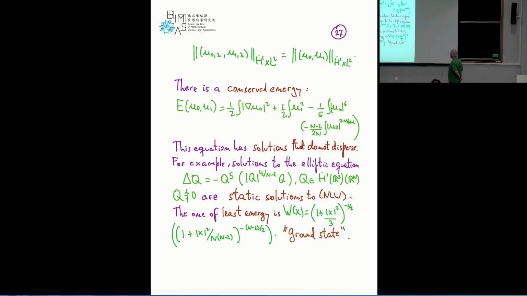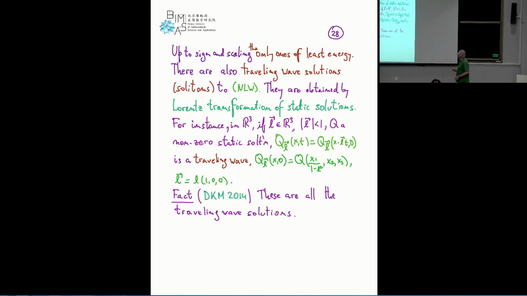Now, among the solutions to this elliptic equation or to the nonlinear wave equation, there is one of least energy. In 3D, this is the formula, and in n dimensions, there's an analogous formula. So it's a very simple formula for this object. And it's the one of least energy among the static solutions. And there's a gap. The next one has a jump in energy. Okay? And this one is called the ground state because it's the one of the least energy. Okay. So up to sign and scaling, they are the only ones of least energy. But there's also traveling wave solutions, solitons, for the nonlinear wave equation. And what they are is you perform a Lorentz transformation to a static solution. And then you get a traveling wave solution. Okay?